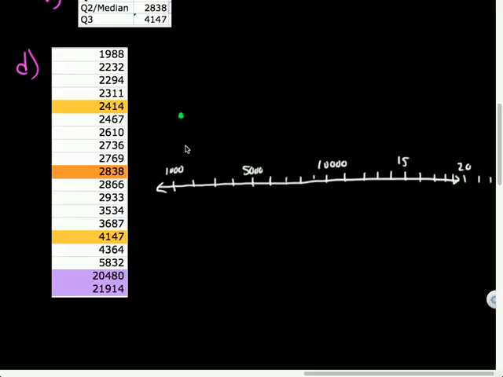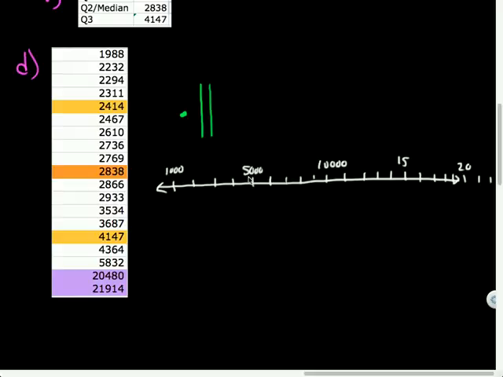So that's the end of the whisker or the hinge, right? I've got Q1 at 2414. So here's 2000, here's 3000. So quartile 1 would be right there. Quartile 2, or the median, is 2838. Wow, so that's actually right there. It's less than that. Wow, that's really, really clustered.